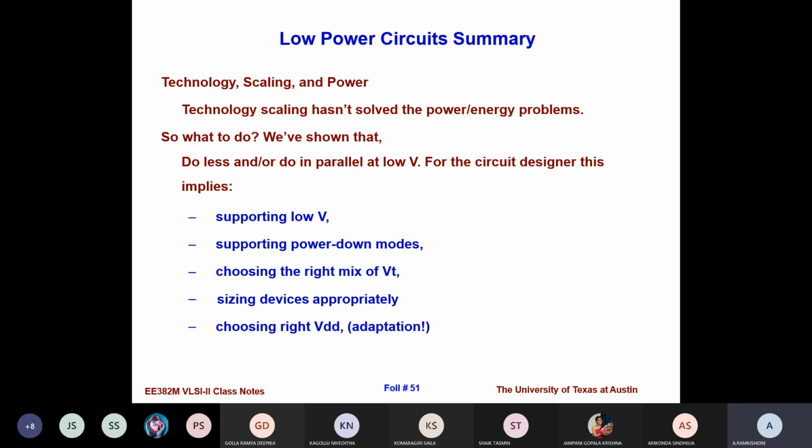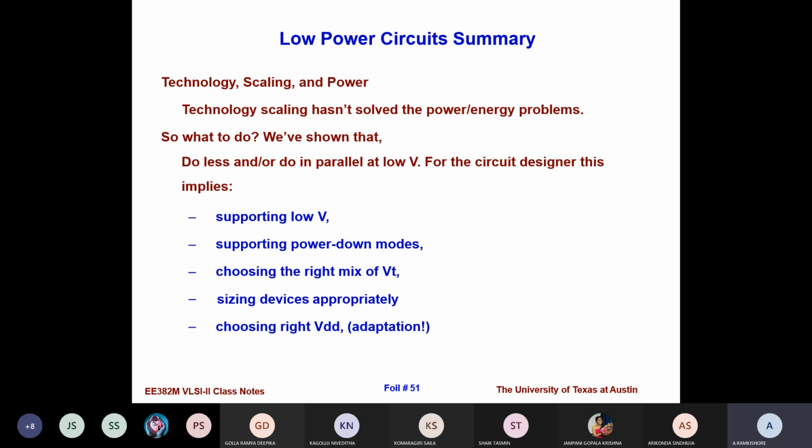These concepts will be covered in this unit. Mainly, to maintain low power, we have to support low voltage, support power down modes, choose the right mix of threshold voltages, size the devices properly, and choose the right VDD. We have to choose a perfect VDD voltage for a specific IC. Whenever we follow these steps and conditions, we can successfully operate the device under the low power category.